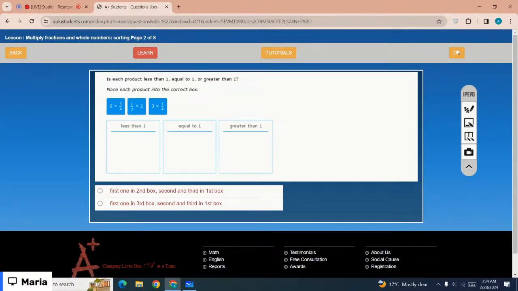Is each product less than 1, equal to 1, or greater than 1? So which is the correct option? The first one is 5 times 3 over 4. So 5 times 3 is 15, right? And 15 over 4 means the answer is greater than 1. Yes, the first one in the third box, second and third in the first box. Option number 2 is the correct option, right?